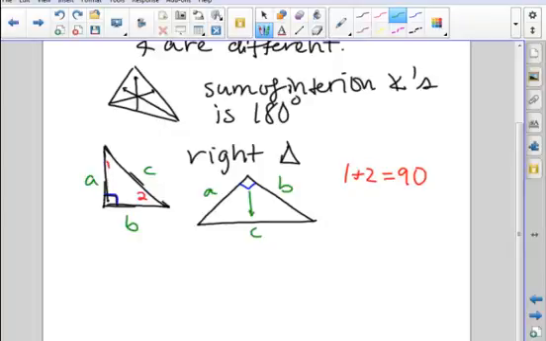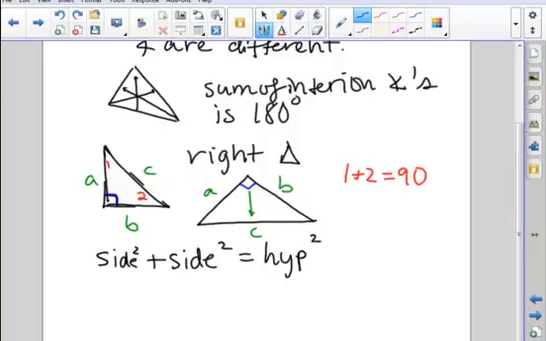The Pythagorean theorem, instead of A squared plus B squared, I would remember it as side squared plus side squared equals hypotenuse squared. That's a huge formula, and I guarantee you they're going to ask you questions on that particular formula, because that's just what they do. It doesn't matter which side you do first. Addition is commutative, so you could do A squared plus B squared, or B squared plus A squared. But this has to be C squared.